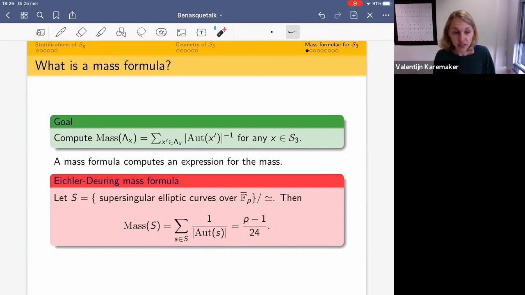And since there is only one central leaf in this case, this gives us a mass stratification of the supersingular elliptic curves. So there is one mass stratum. A mass formula for abelian surfaces, so the two-dimensional case, also exists. That is due to Yu and Yu and to Ibukiyama. And so the case of S_3 was really the logical next step for us, where we can also use all of the theory that we've just seen.